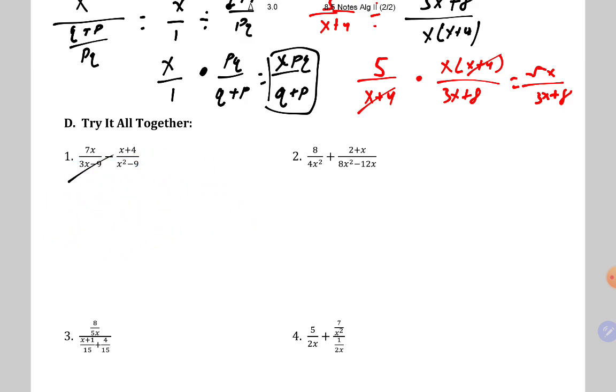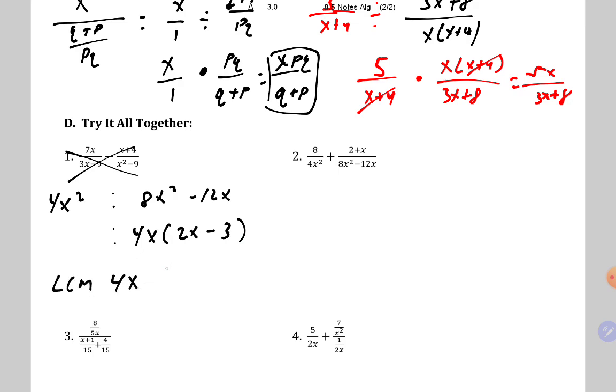Alright, let's try number 2 now. So we're looking at 4x squared and 8x squared minus 12x. Left is already factored. So the right, I'm going to factor out 4x. This will give me 2x minus 3. They both share a 4x, and then what's left is 2x minus 3.